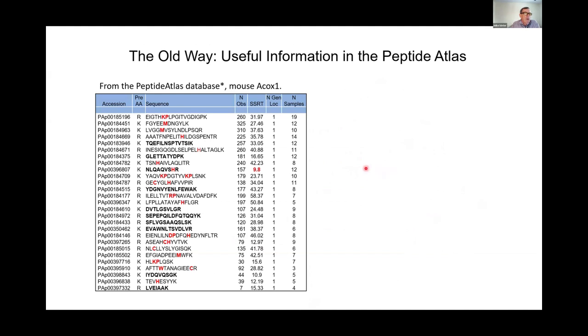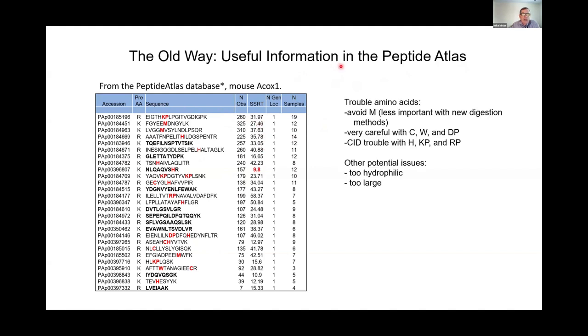The old way that we started was to look at the Peptide Atlas, and this just is a sense of what all is in there. These are the different peptides that have been linked by people to ACOX-1. The tendency is the best flyers are the ones that are seen the most often. Again, this gives an idea of the calculated hydrophobicity.